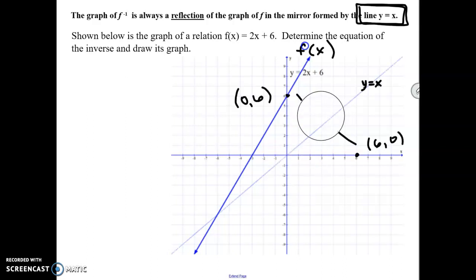Let's also take another point. And when it's linear, another easy point then would be your x axis. So this one's at -3 and 0. So your new graph would be at 0 and -3. Now since it's linear, all we have to do is then connect the dots.